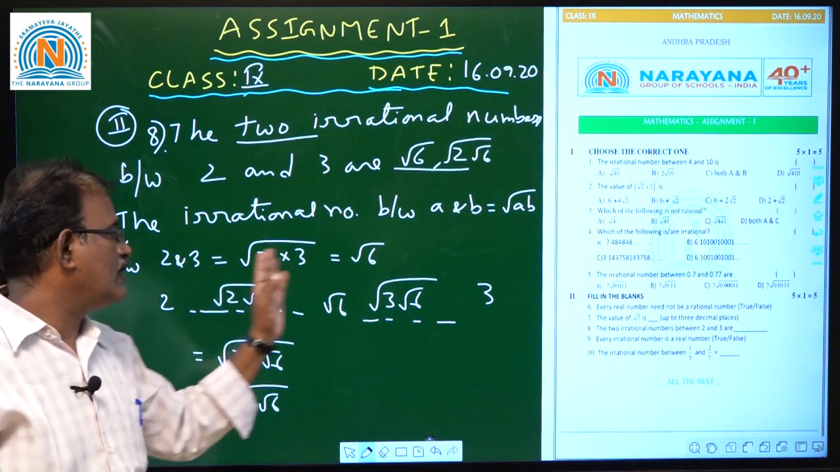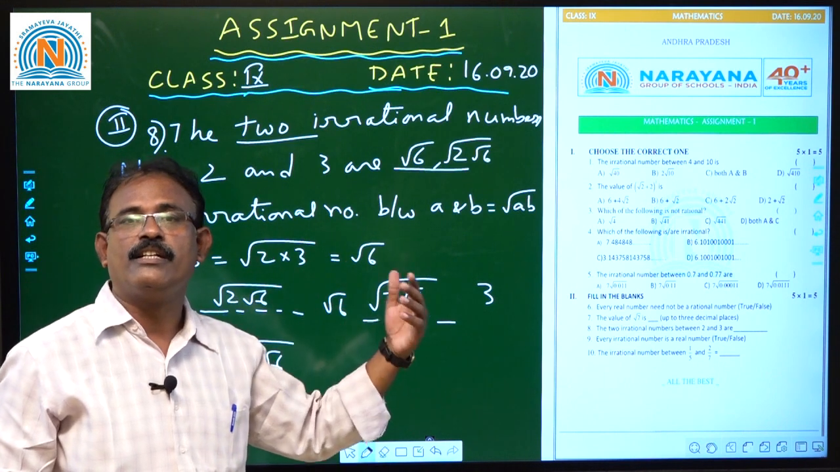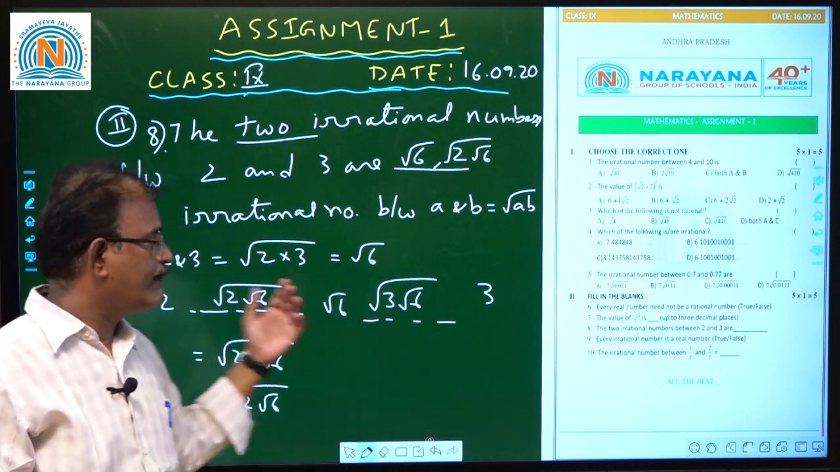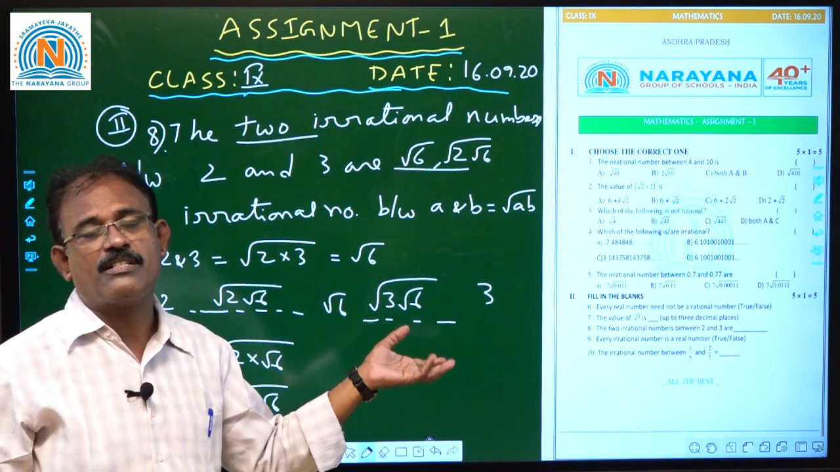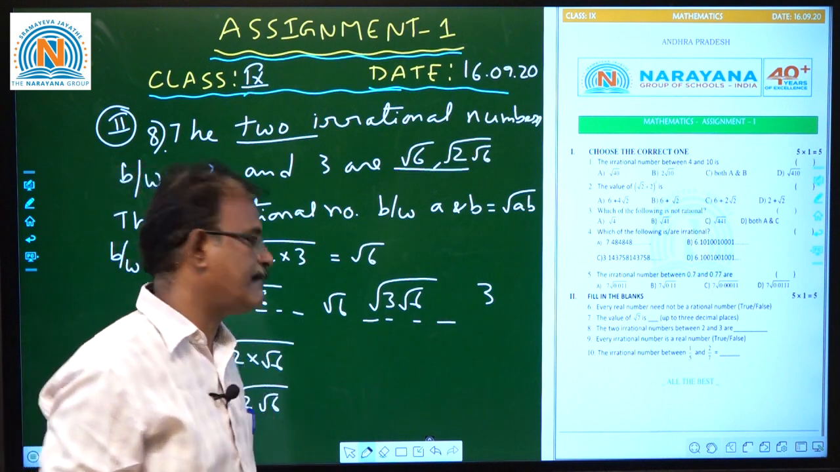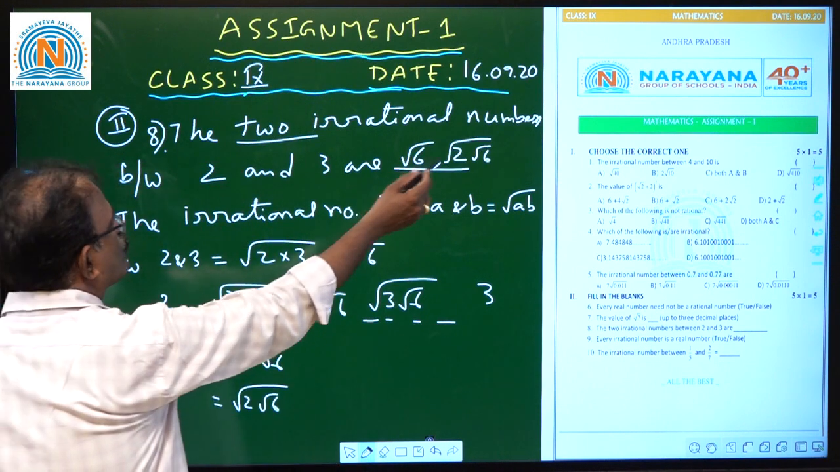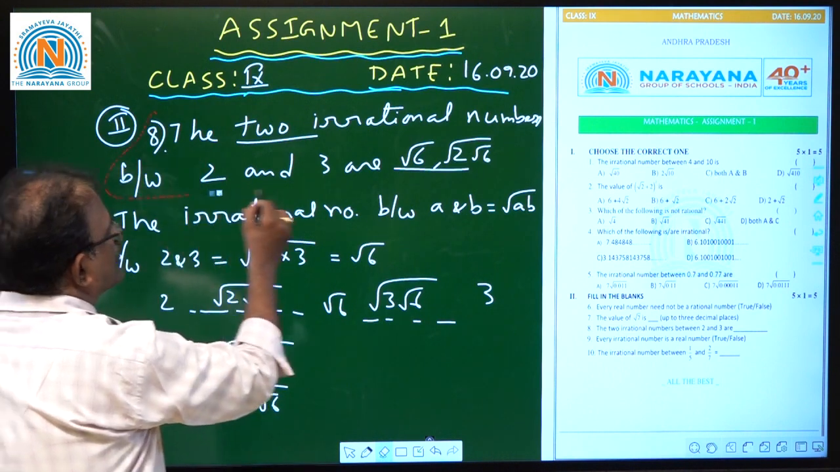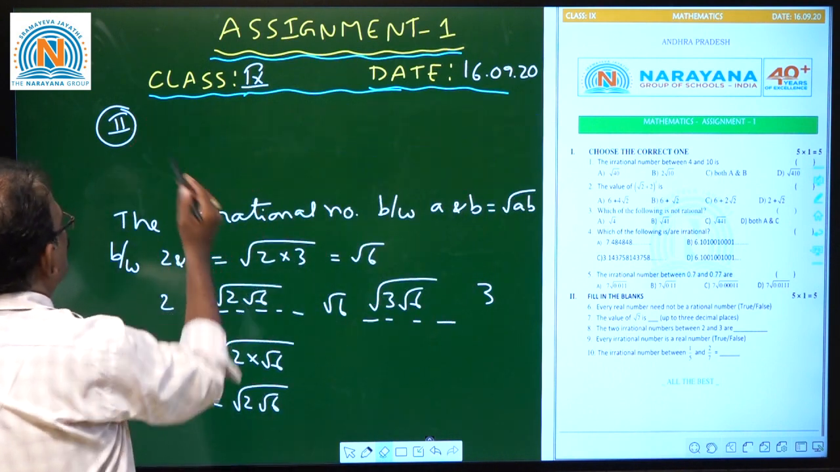If you want between these two, we should apply the same. So between two rational numbers there are infinitely many irrational numbers and also infinitely many rational numbers. Therefore rational numbers and irrational numbers have the property of density. Okay, children, so these two are irrational numbers between the given numbers. So our next question, question number 9.